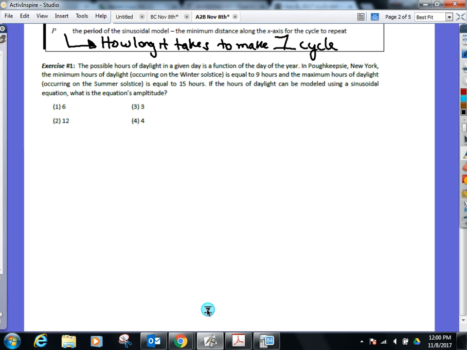It's cute. It gives you a little story about Poughkeepsie, New York, right? Throws in a little solstice. Wow. It's all a cover-up. It's all a cover-up for the numbers.